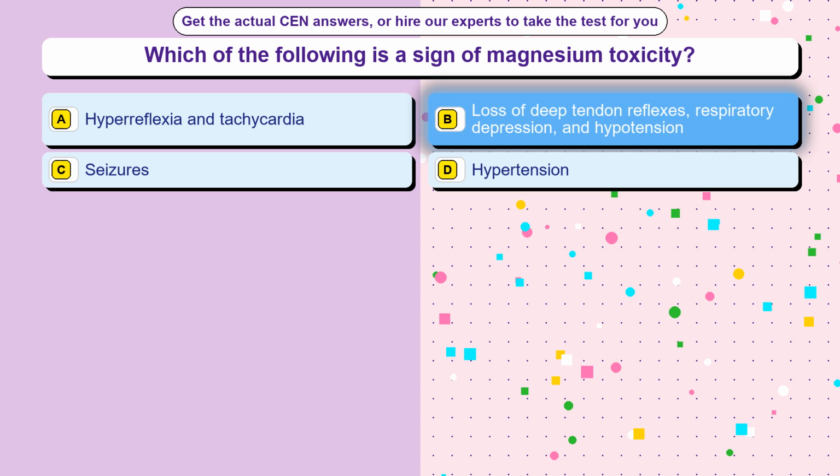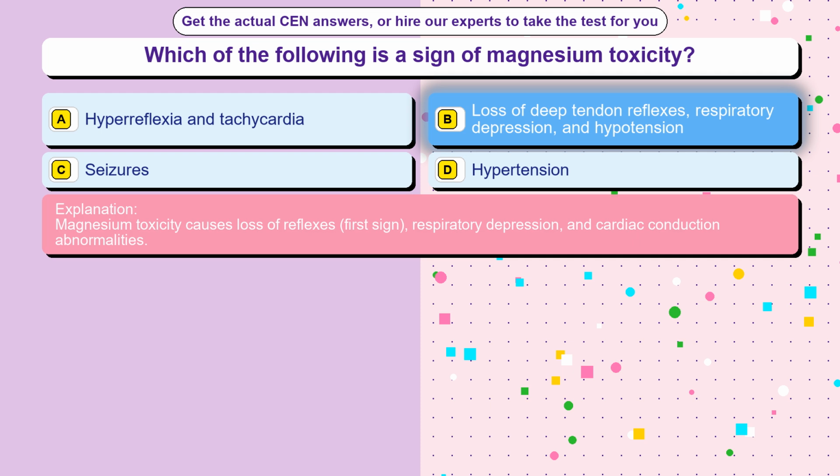The correct answer is option B, loss of deep tendon reflexes, respiratory depression, and hypotension. Magnesium toxicity causes loss of reflexes, first sign, respiratory depression, and cardiac conduction abnormalities.